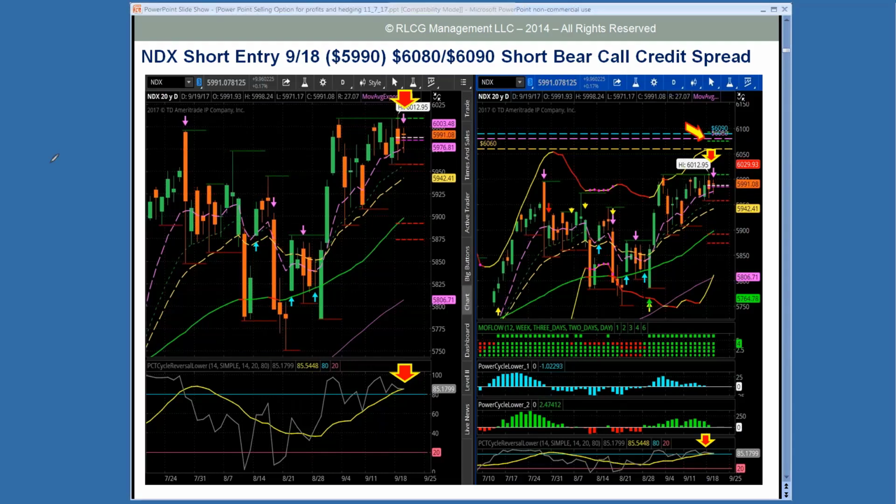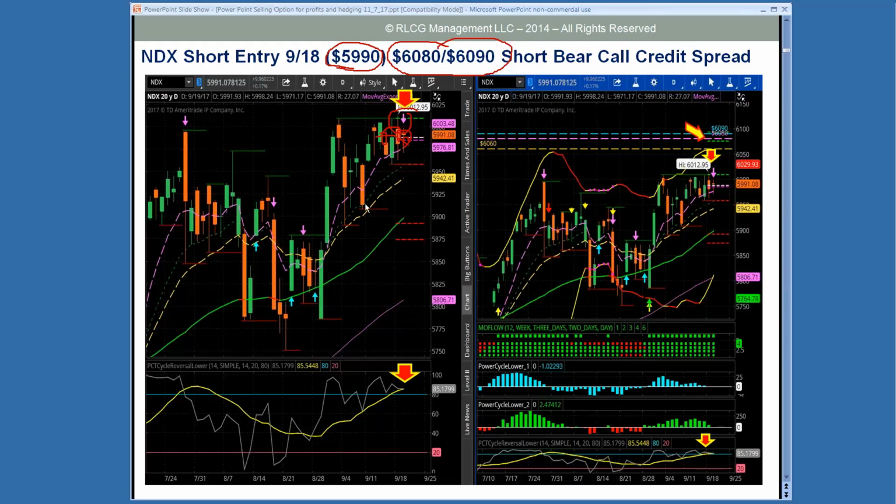So directionally we were looking at, okay, we don't have to have this thing collapse. All we need to do is have NDX just go sideways, and that would be great. Now if it goes down, that'll be even better. So first we have a directional sell signal here for out of the money bear call credit spreads. That was at 59.90. So we went up to about close to 1 standard deviation and sold the 60.80 short, bought the 60.90, so that's the short bear call credit spread.